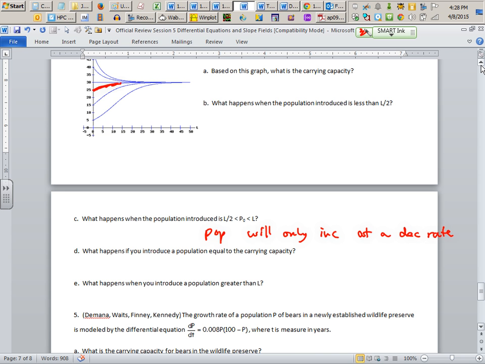What happens if you introduce a population equal to the carrying capacity? The population rate will be 0. What do I mean the population will be 0? No, I didn't say that. The population rate will be 0. The tangent lines are all horizontal, right? So that's this drawing up here, the flat line.